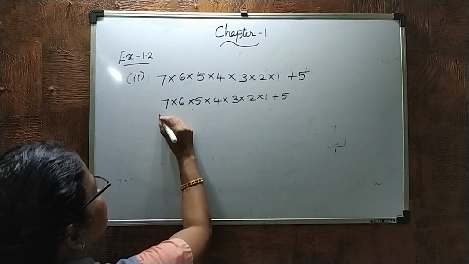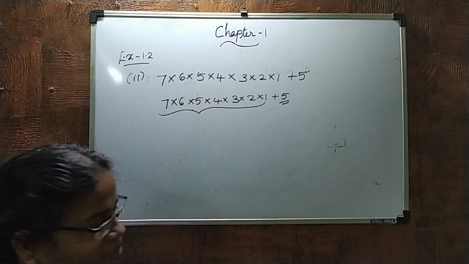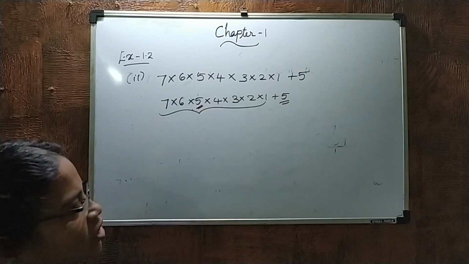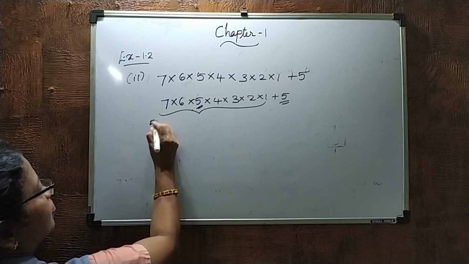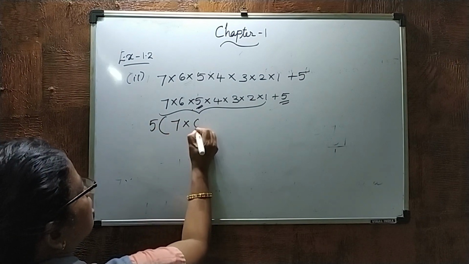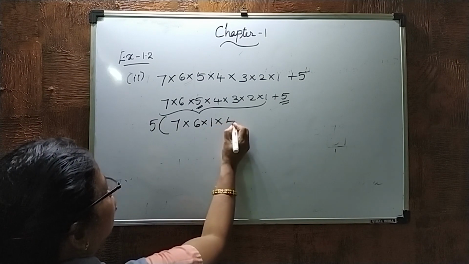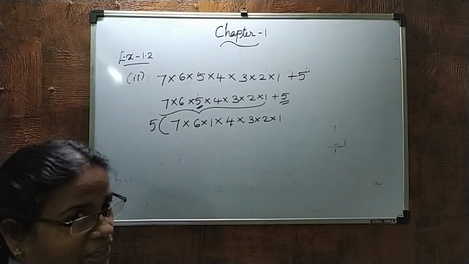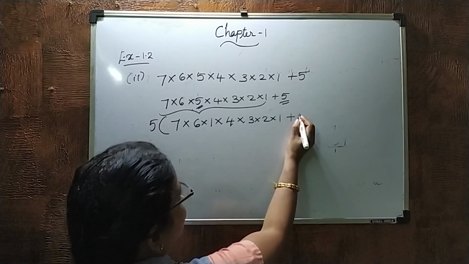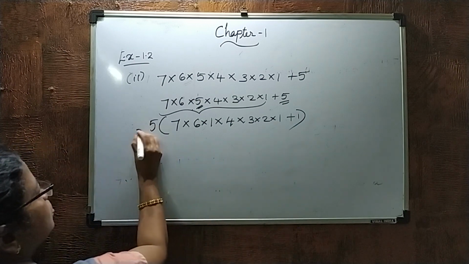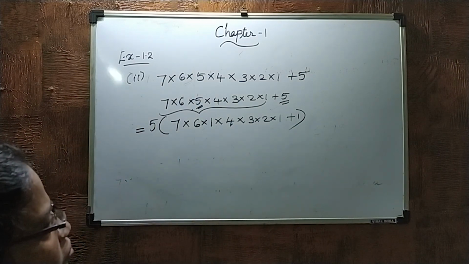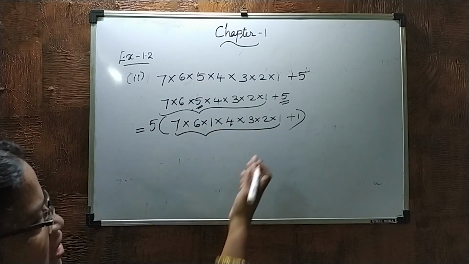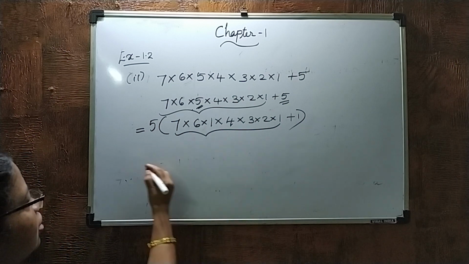That means here this is one family, this is another family. And here anything is common, 5 is common. So take 5 outside. Balance it will be 7 into 6 into 1 into 4 into 3 into 2 into 1. Then again 5 is outside, means here it is plus 1. So next step, you have to find out the answer of this family. Plus 1 is alone. So you have to find out the answer for this.